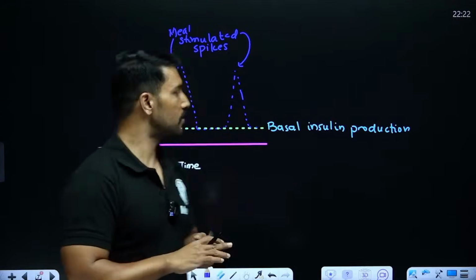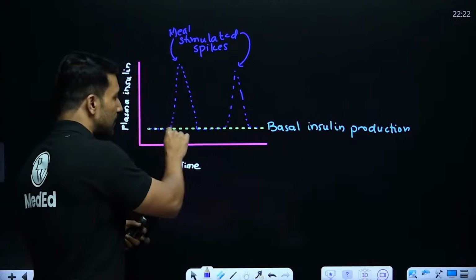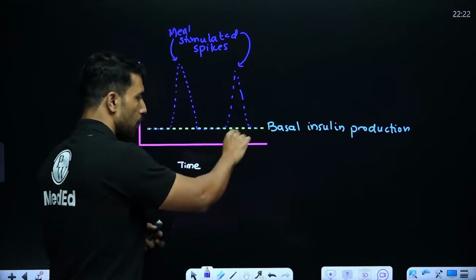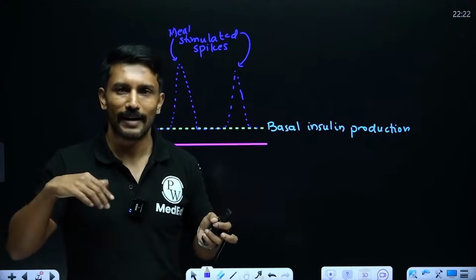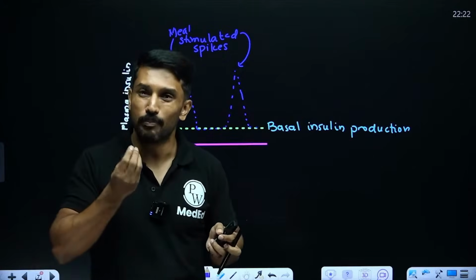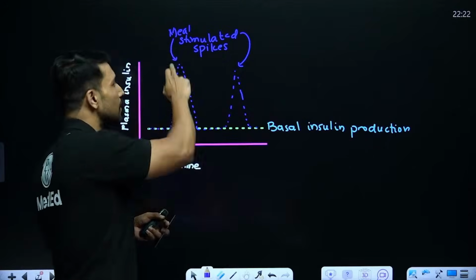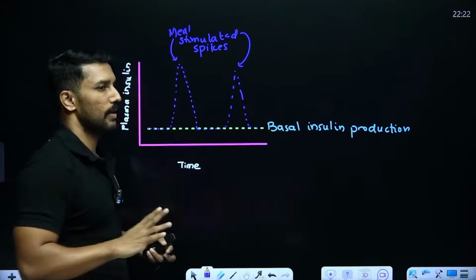I need to give that person insulin which can mimic this basal insulin production, so that there is constantly some amount of insulin present in the patient's blood. And after that, every time the patient is going to take a meal, to counter that, I need to give some special forms of insulin. And this is what we do.